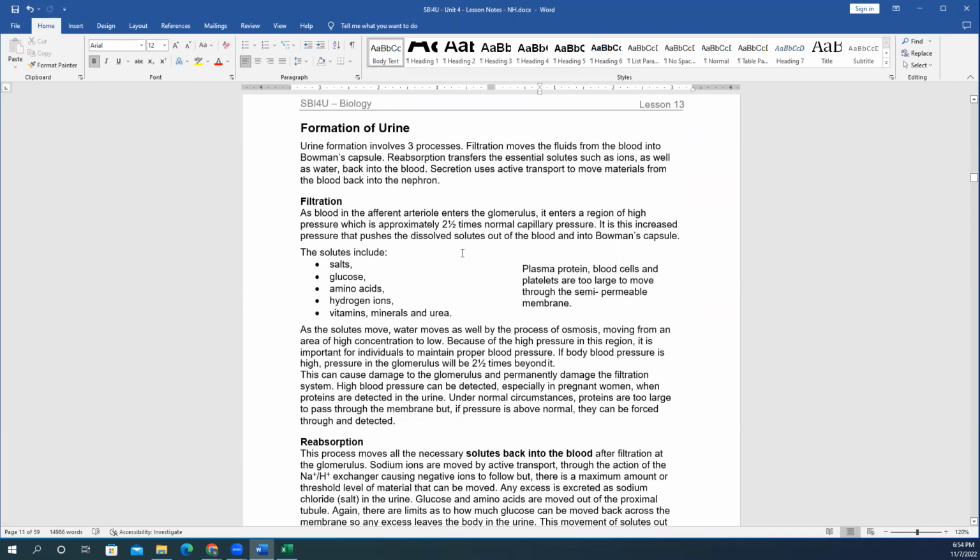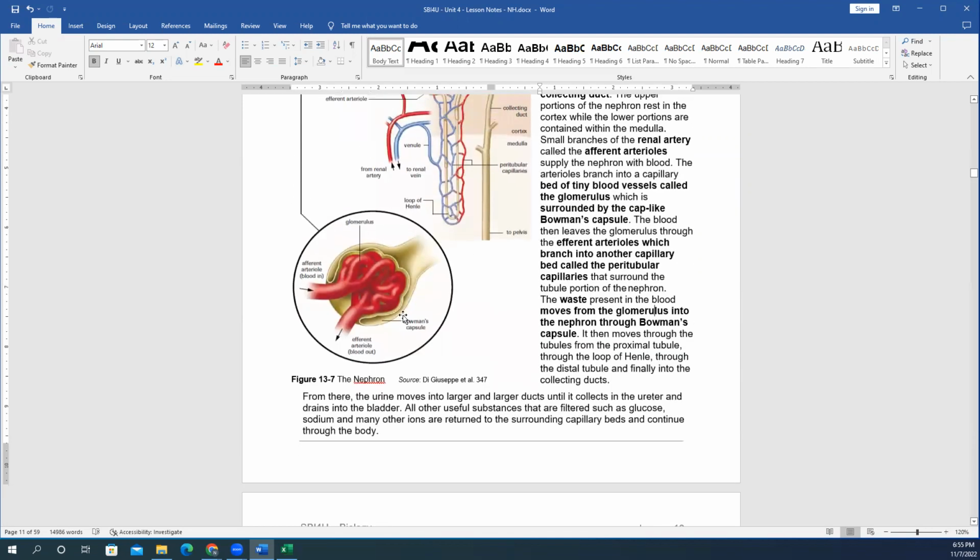So once that urine is actually made, urine formation has three steps. During filtration, this is the step that moves the fluid from the blood into the Bowman's capsule here. So this step is where filtration happens, where fluid from the blood moves into the Bowman's capsule.